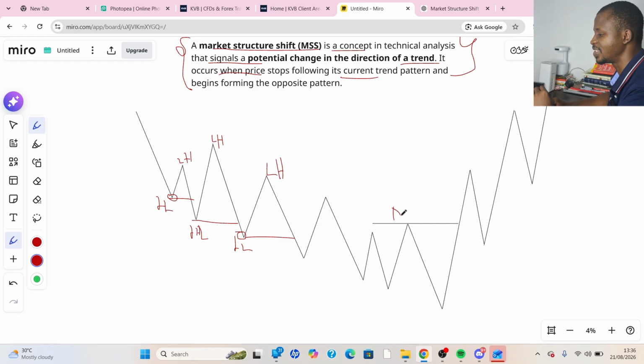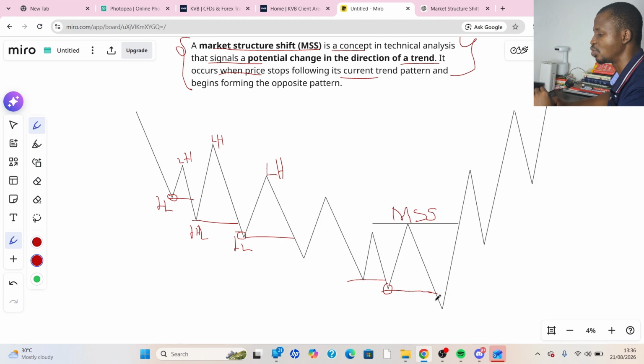This is the place we call the market structure shift. You understand? Why do we call it a market structure shift? It is because before now the market had been creating lower lows. And all of a sudden, this was the last low that the market created. This place was the last low, and the market took it out.